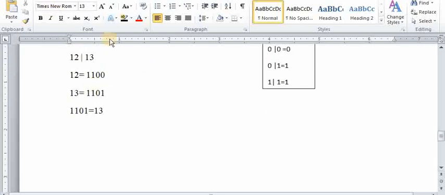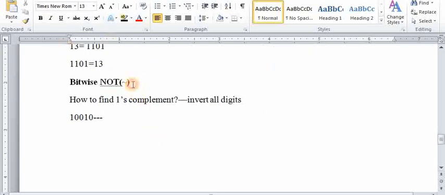The next type of operator is the bitwise NOT operator. The bitwise NOT operator is not easy to understand. To understand it, first of all you should know one's complement, and after that two's complement. To find the one's complement of a number, what you have to do is invert all digits. Let's take an example. Suppose I have the number 10010. You have to find the one's complement by inverting all the digits.